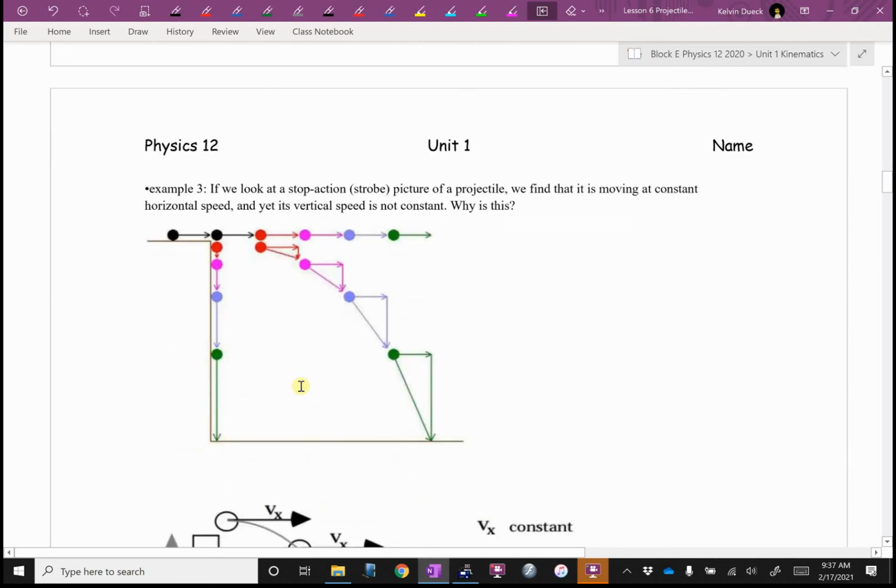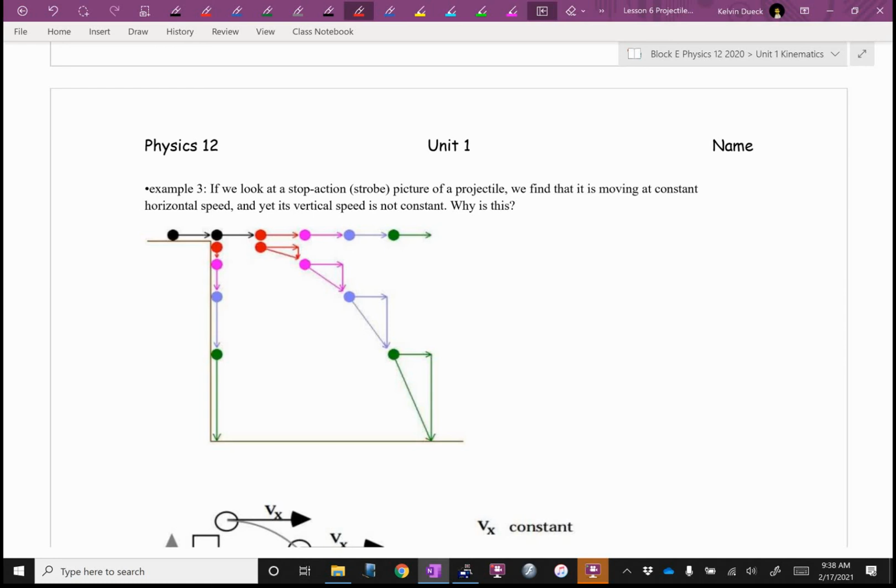Next page. If you looked at a stop motion or a strobe photo of a projectile, so you took a picture every, let's say, 0.1 seconds, you would notice that the vertical displacements are increasing because there is a vertical acceleration, Manchant. But you would notice that each horizontal displacement remained the same, because it's not speeding up or slowing down in the horizontal direction, because there's no forces acting on it. Since there's no forces acting on it horizontally, a must be zero, Newton's first.